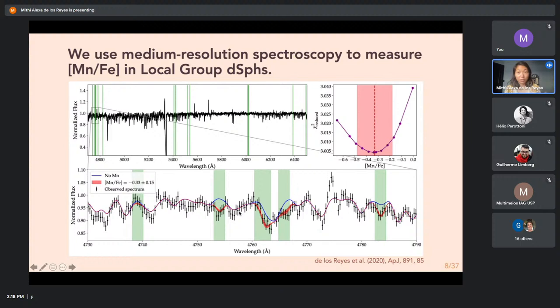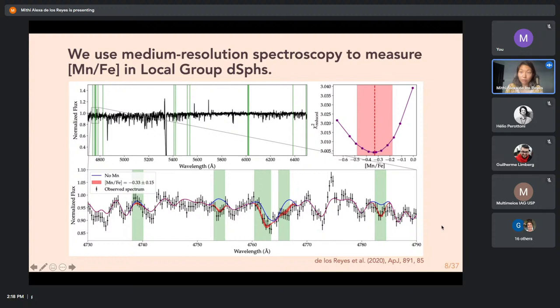And you can see it's just not a very good fit for the spectrum. The red line is the best fit spectrum, and it's this that allows us to get a precise measurement of the amount of manganese.